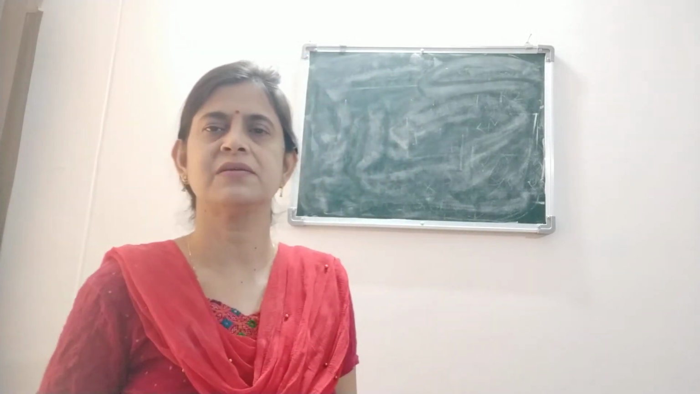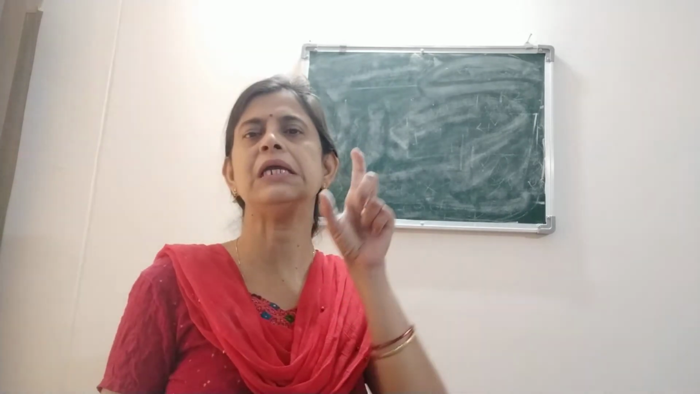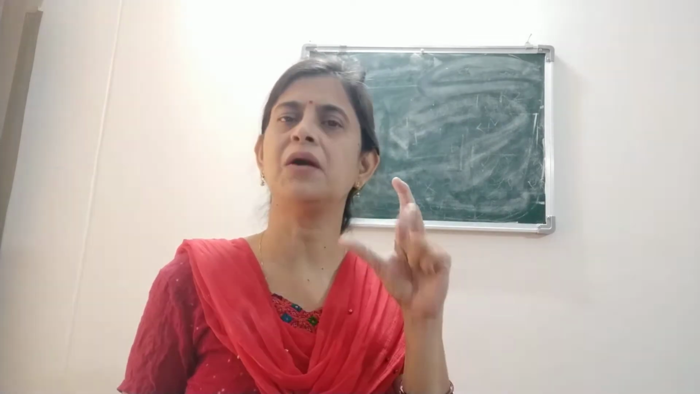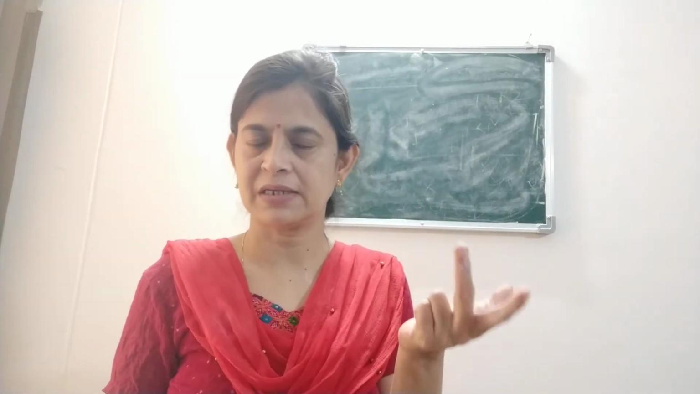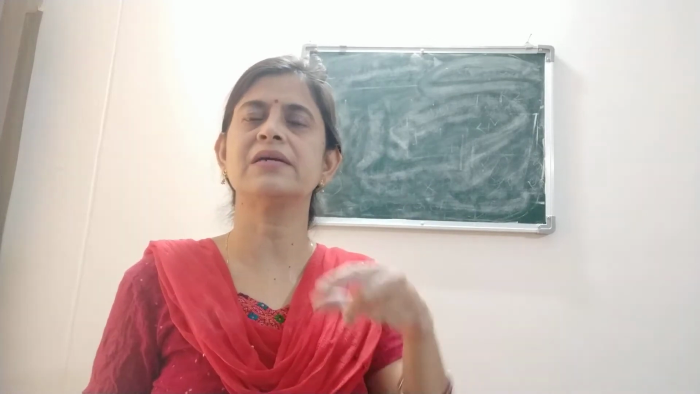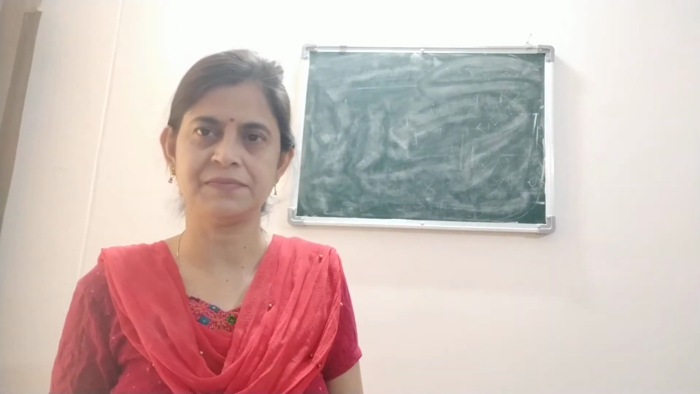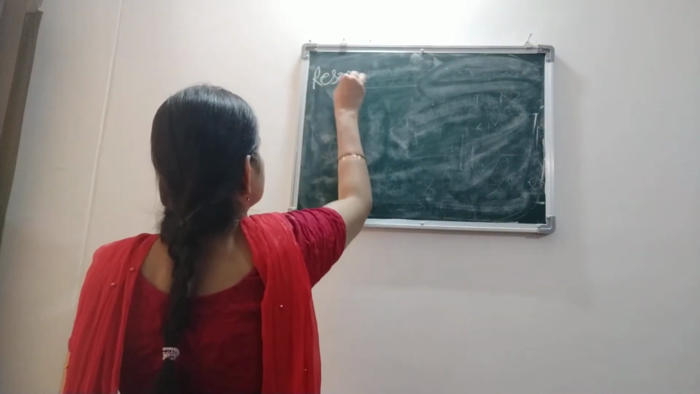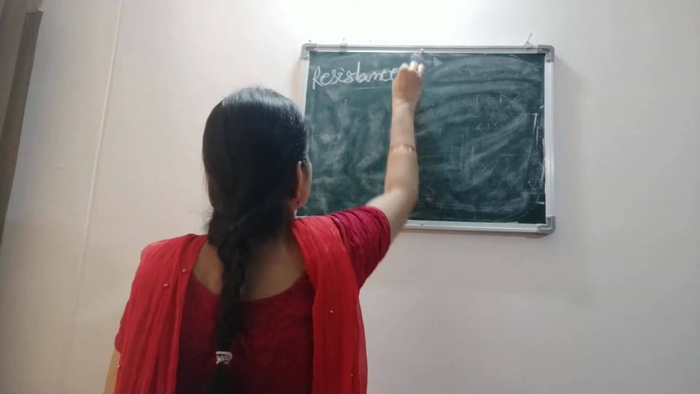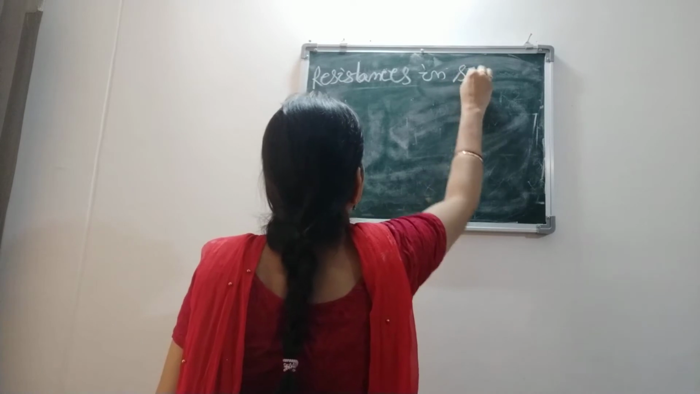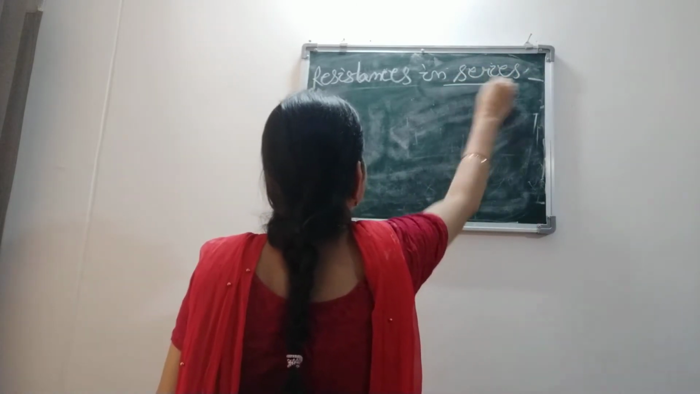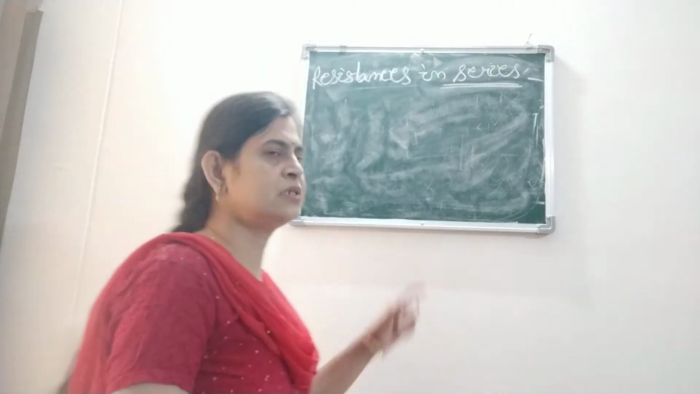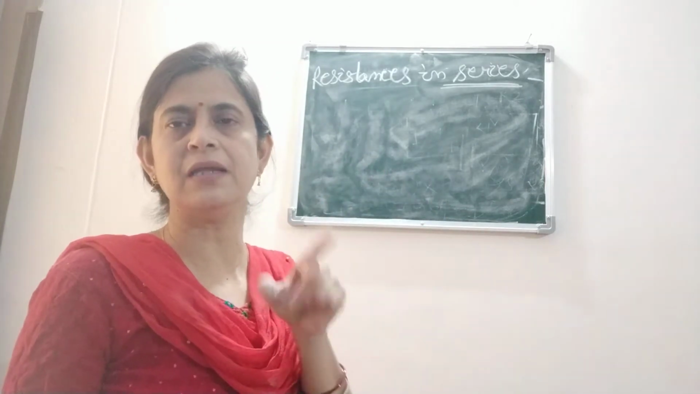Now we will discuss the value of the equivalent resistance, or resultant resistance, or the total resistance, when a number of resistors, meaning you can take 2 resistors or 3 resistors, are connected in series or parallel. So first of all we will discuss the resistances connected in series. In the previous class we already discussed the difference between series connection and parallel connection.